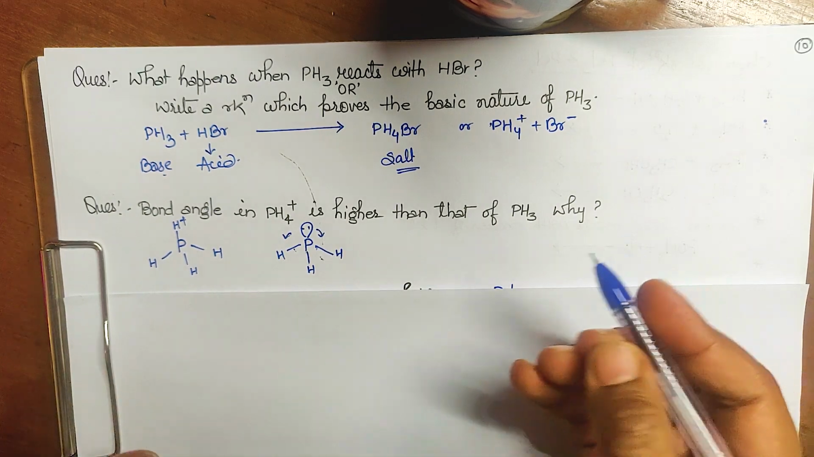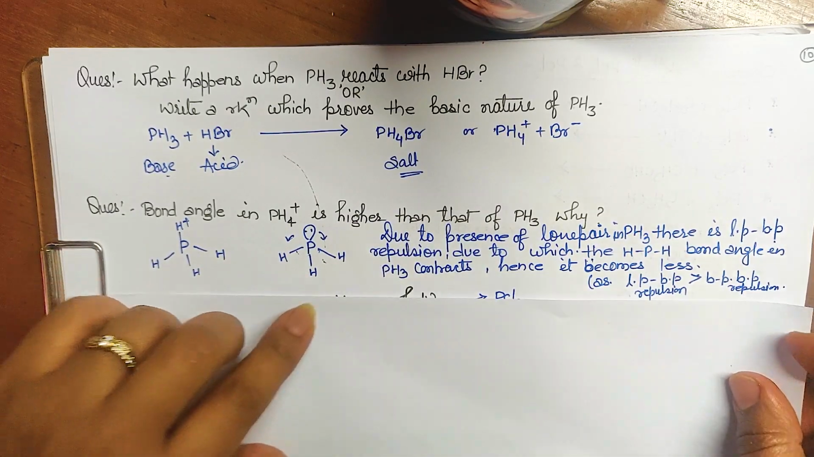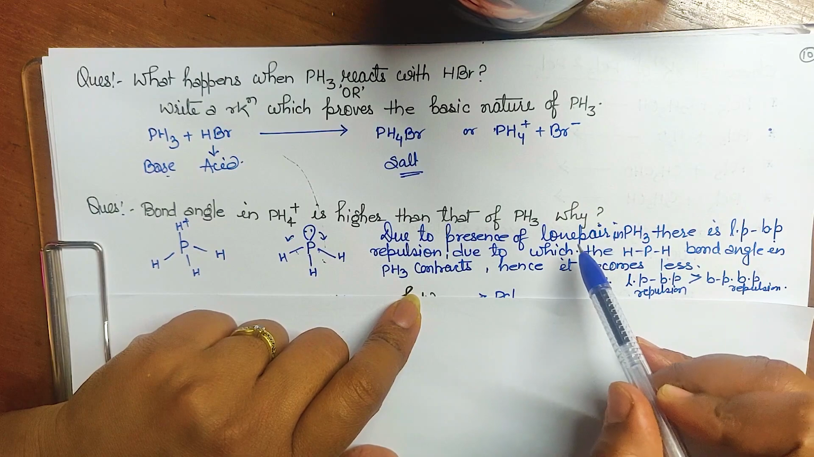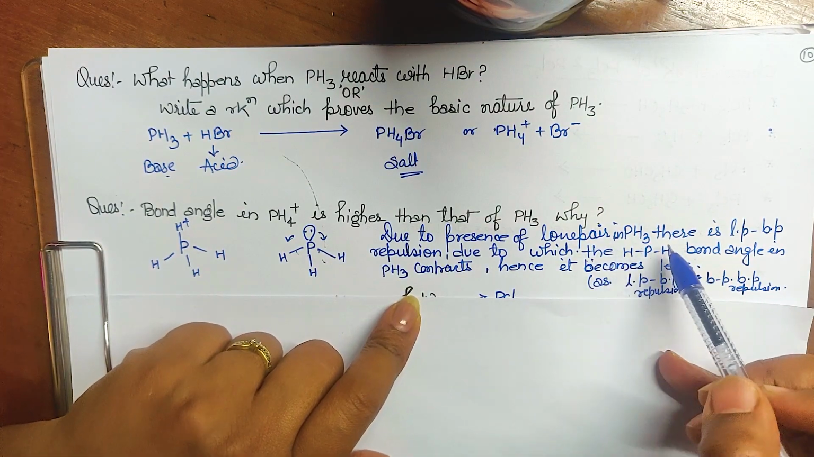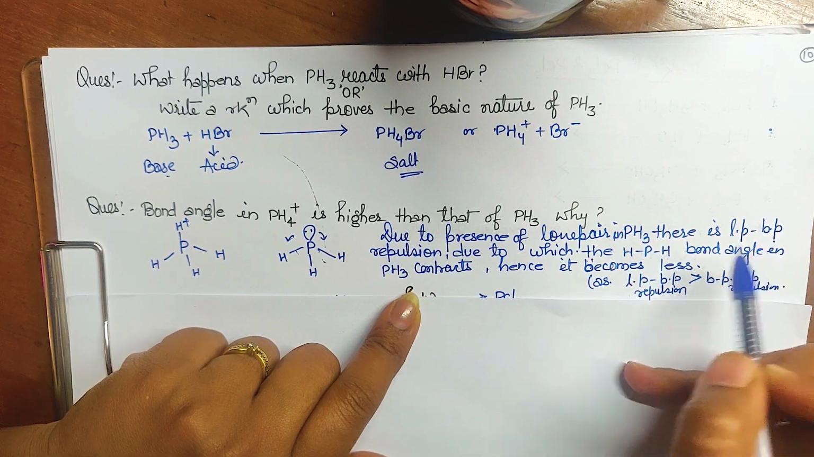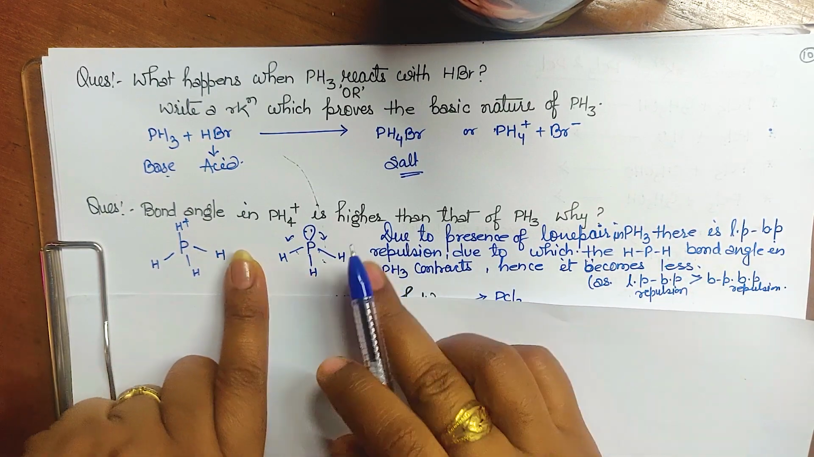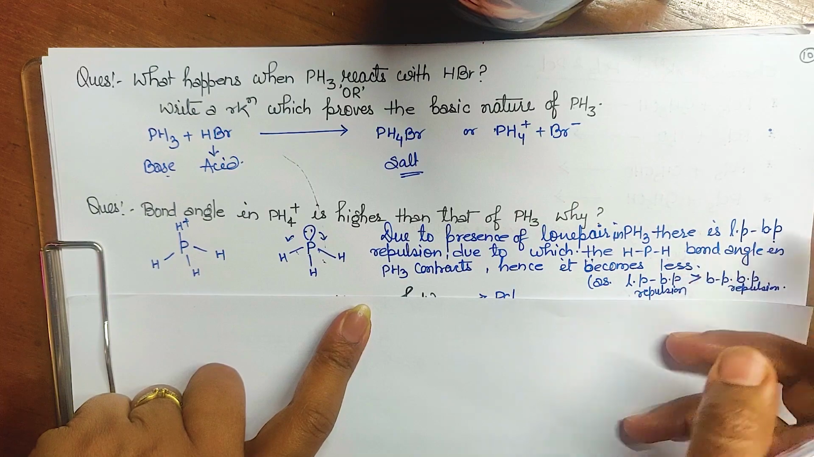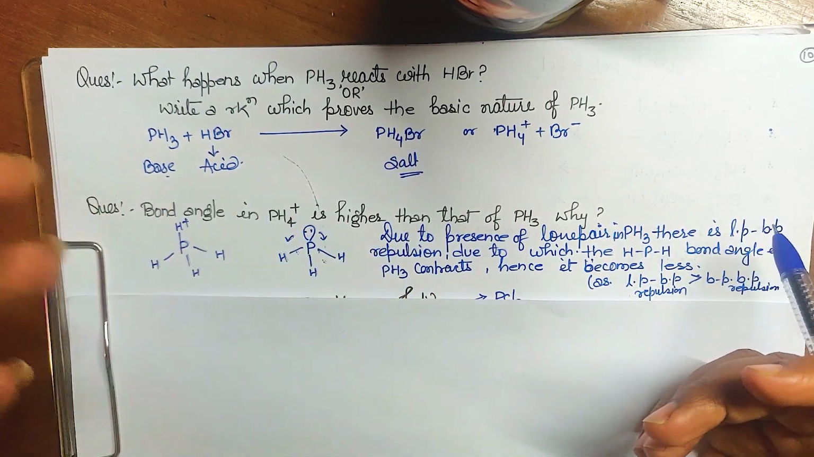Got it? So let me write this. So class, here I have written this. Due to presence of lone pair in PH3, there is lone pair bond pair repulsion, due to which the H-P-H bond angle in PH3 contracts, and hence it becomes less for you. So which I have explained right now.